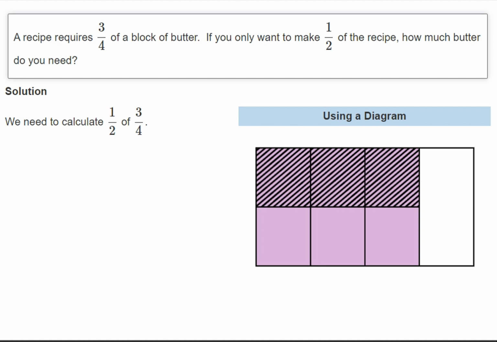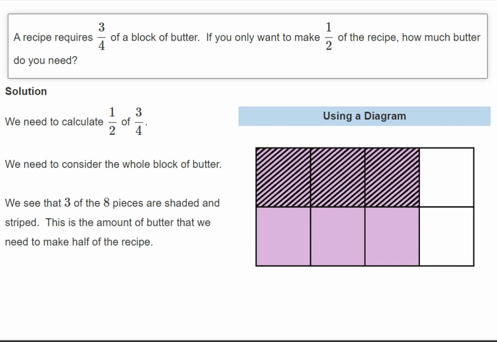But how much butter is this? What fraction of the whole block have we actually represented here? To answer these questions, we need to consider the entire rectangle in our diagram because it represents the whole block of butter. We can extend the horizontal line so that the block of butter is divided into 8 equal portions.